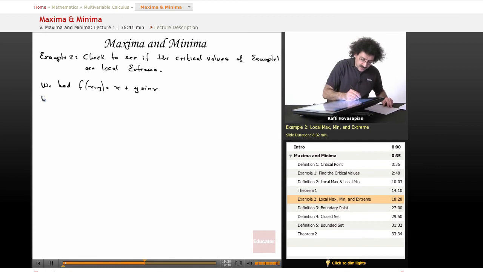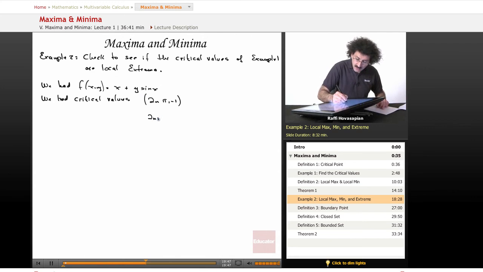Okay, and we had critical values: (2n pi, negative 1) and ((2n plus 1) pi, 1), defined for all n in Z, the integers.